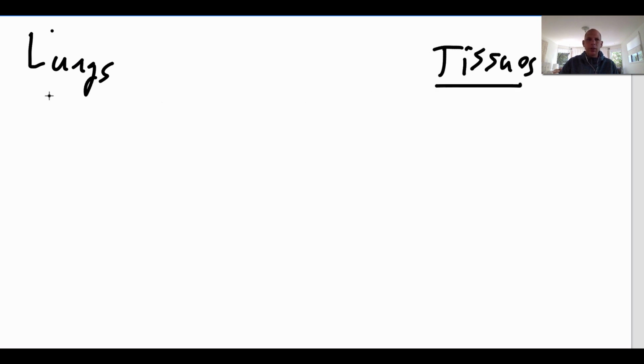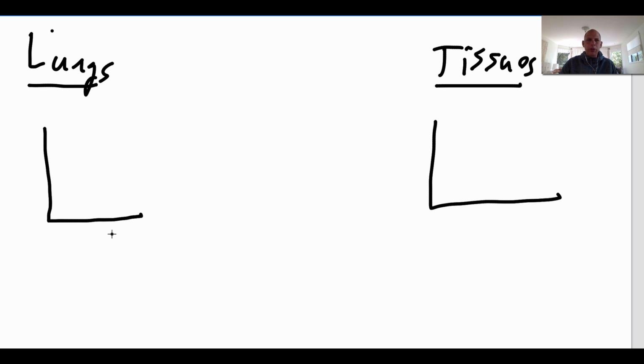Before I show you this different method, I just want to go ahead and remind you of the two different states here. We have the situation in the lungs and the situation in the tissues. Okay, and let's go ahead and draw the dissociation curve for both.